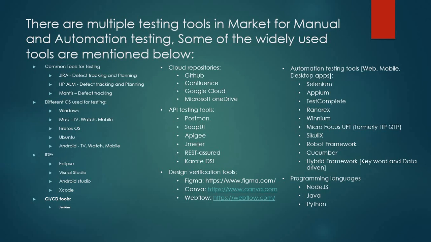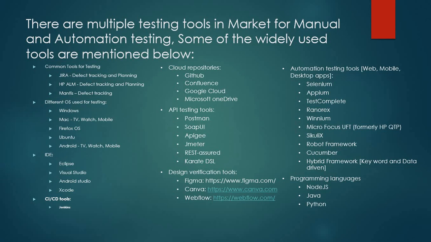Let's move on to the next one, that is different OS used for testing. So when you say testing, it may be any app which you are testing. It may be IoT applications, desktop applications, a watch application, or a mobile device application. There are multiple applications available in the market. So when you say testing an application, you need to be specific on what kind of OS you are using, what kind of testing details you are doing, and all these things.